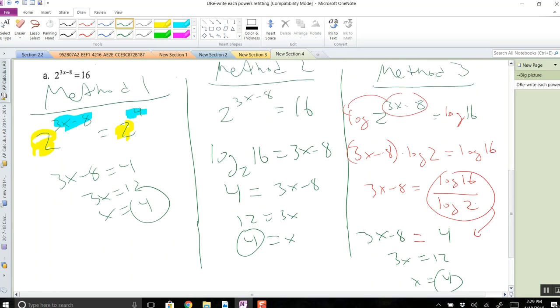Use a calculator if you need to. Notice I did common log. I took log of both sides for method 3. You could use ln if you wanted to. It doesn't matter. But log 16 over log 2 is the change of base formula, which is log base 2 of 16. But use a calculator if you need to. You get 4, solve for x.